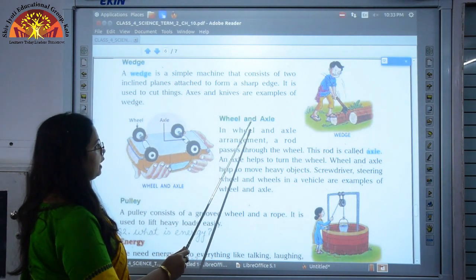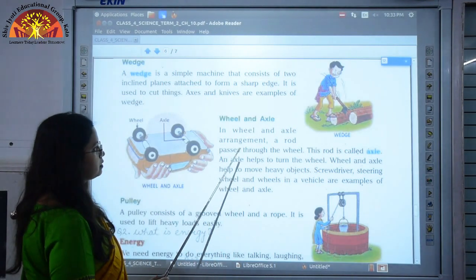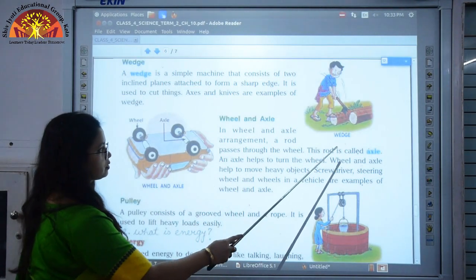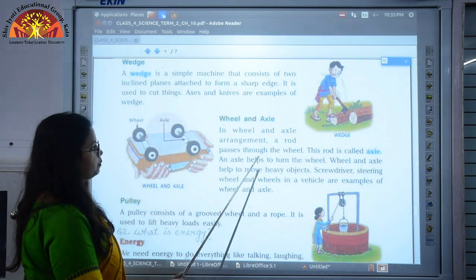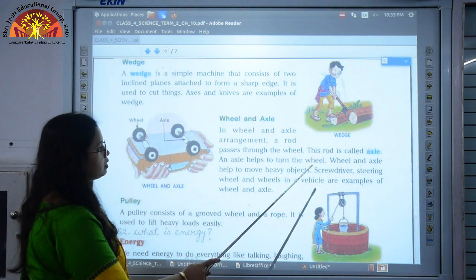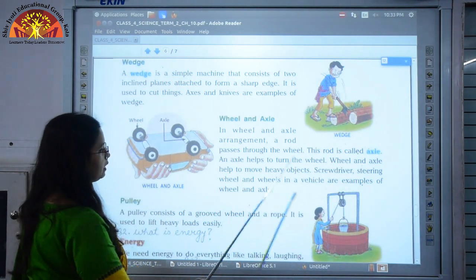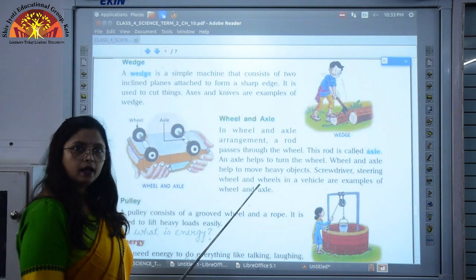It is the wheel and axle. In a wheel and axle arrangement, a rod passes through the wheel. This rod is called the axle. An axle helps to turn the wheel. Wheel and axle help to move heavy objects. Screwdrivers, steering wheels and wheels in a vehicle are examples of wheel and axle.